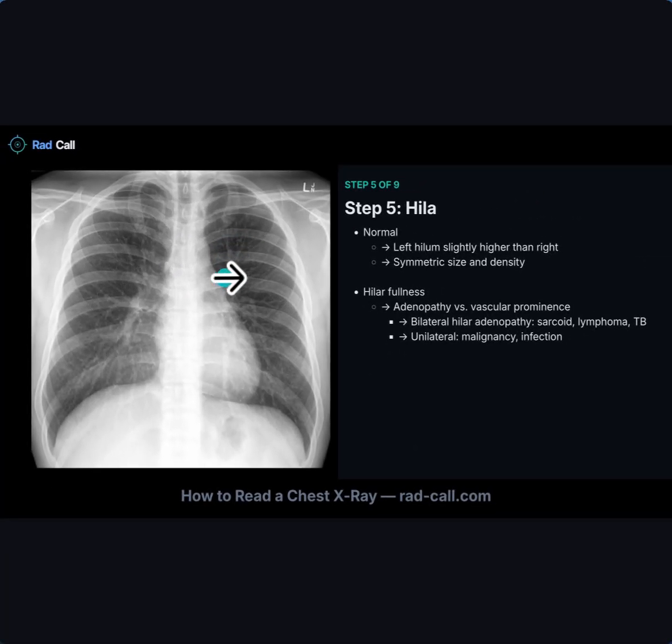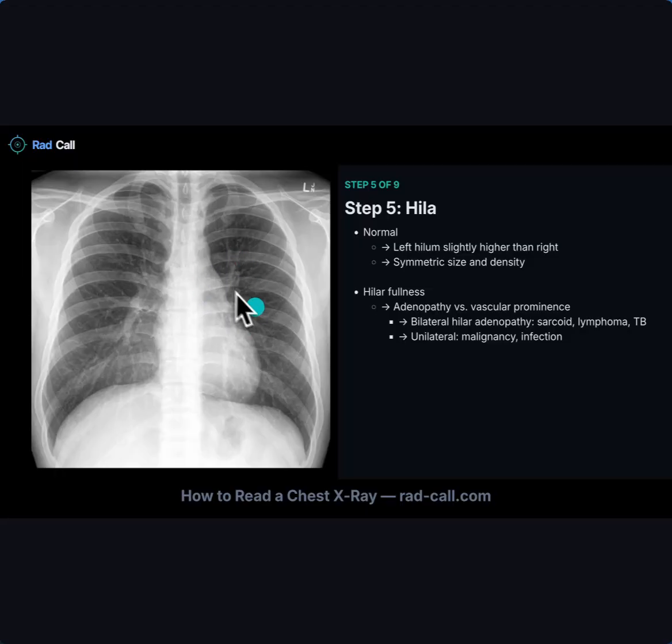Next, you'll look at the hilum. Normally, the left hilum is slightly higher than the right. They're typically of symmetric size and density. If there is hilar fullness, it can be adenopathy or indicate engorged pulmonary vasculature. Bilateral hilar adenopathy can be seen in sarcoid, lymphoma, TB, amongst many other things.